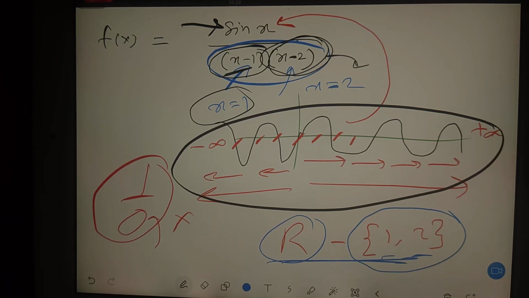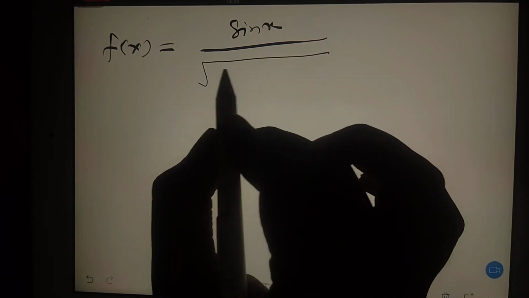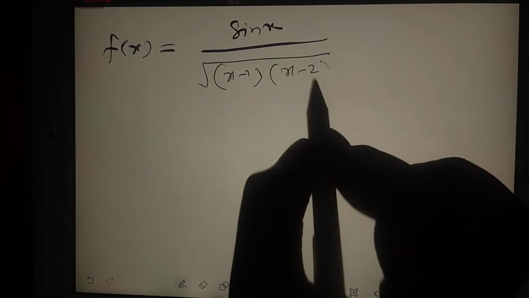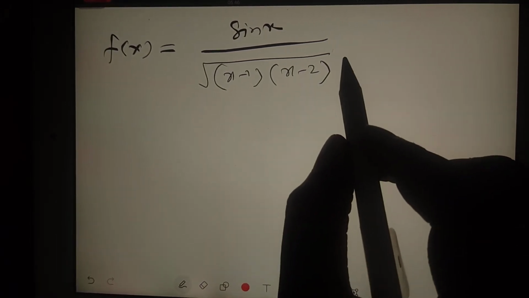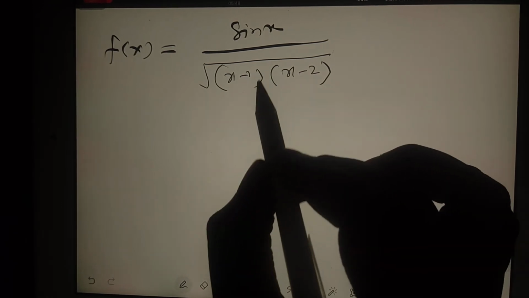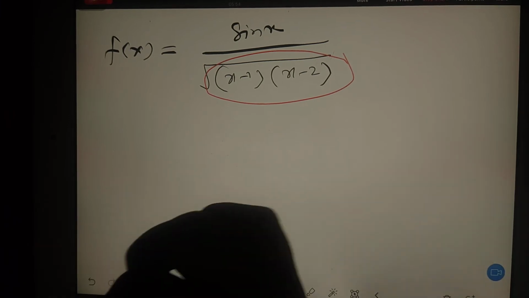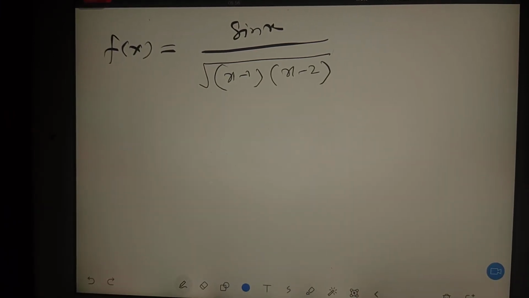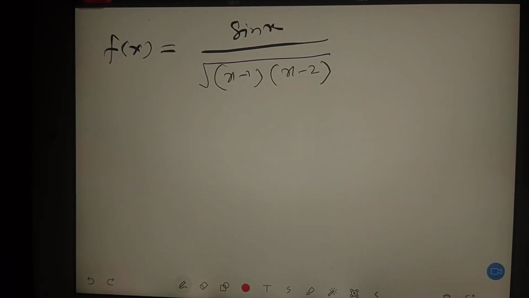Now let's solve one more question. If I give you the same question like this, f(x) is equal to sin x divided by under root of (x minus 1)(x minus 2). Now see here, in the last question I had only one thing to bother about, that because of these two factors my denominator should not be 0. But because of the root I have one more thing of concern. This total answer should not come negative also.